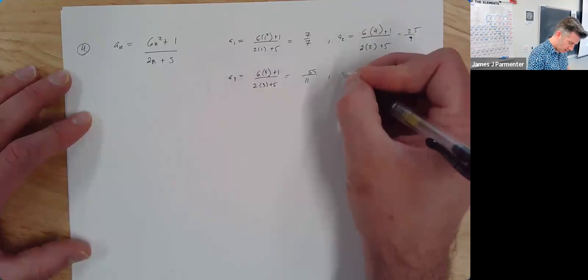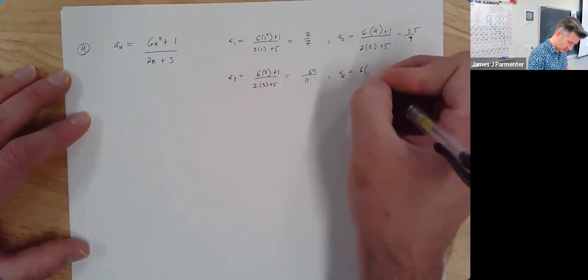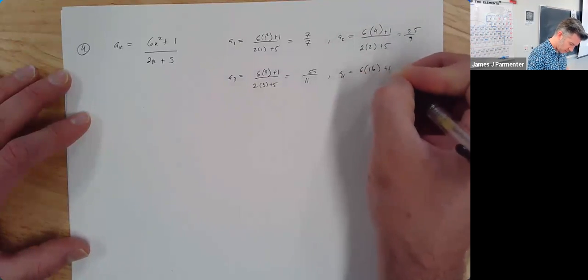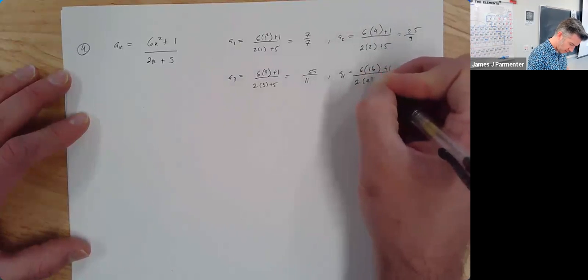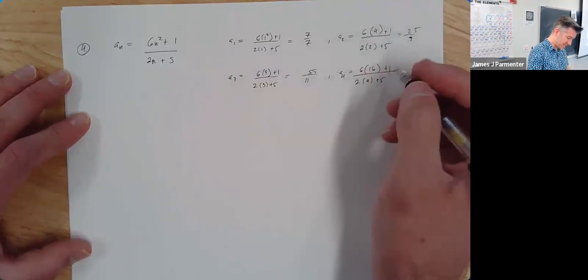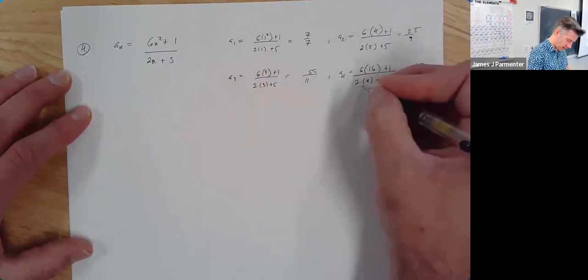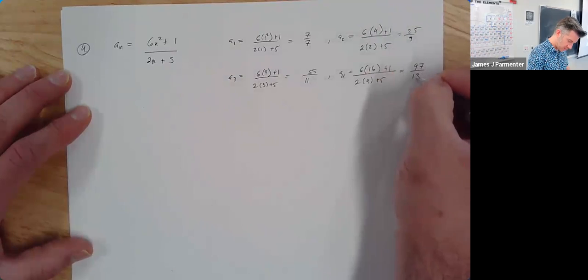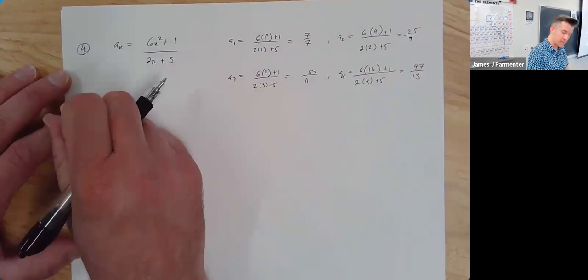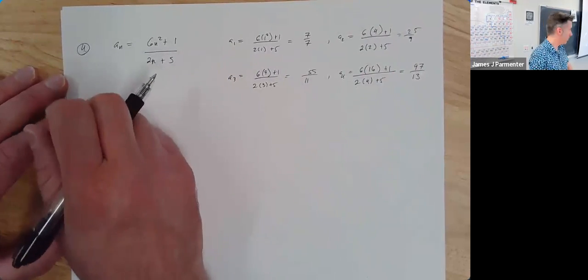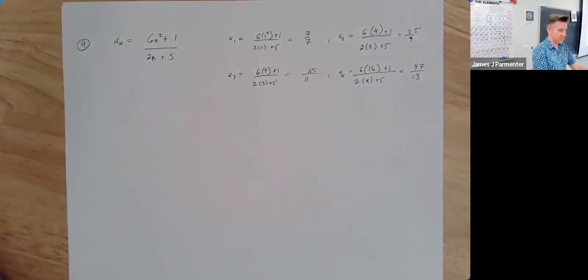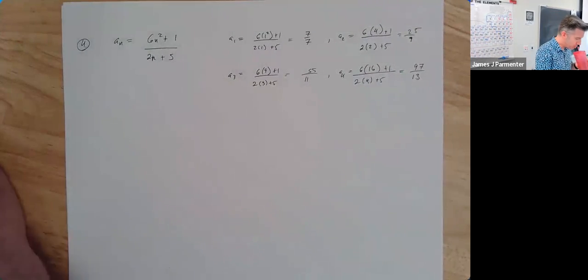And then one more, a sub 4 is going to be 6 times 4 squared plus 1 over 2 times 4 plus 5. 6 times 16 is 96, plus 1 is 97, over 8 plus 5 is 13. Interesting. So, great, there's the first 4 terms. Is that particularly helpful? I don't think so.